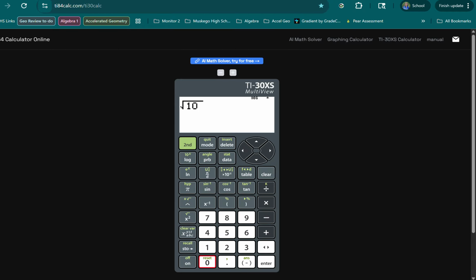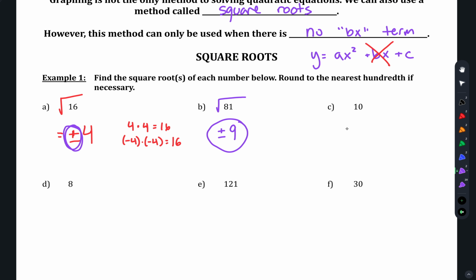Now when you hit enter, you should get the decimal. I have to hit an extra button. No worries. There's my extra button right there. So the square root of 10 is 3.162. We're going to round that to 2 decimal places. So 3.16 is all I need. But then I don't want to forget this is plus or minus 3.16.